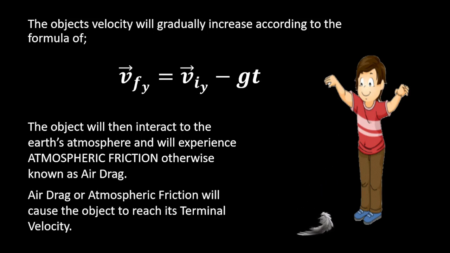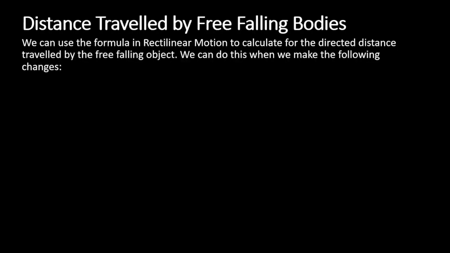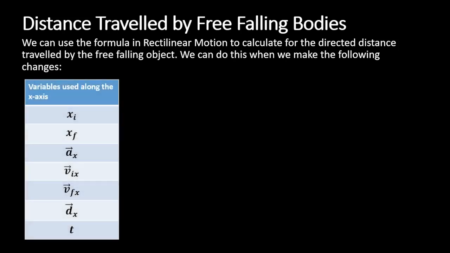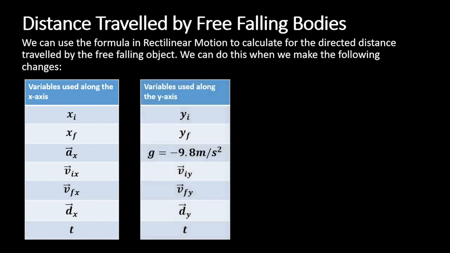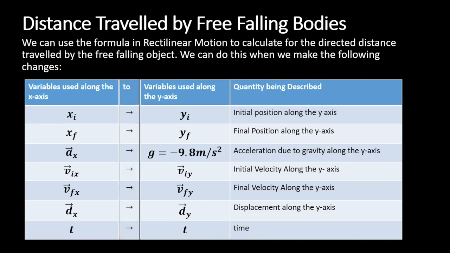Distance traveled by free-falling bodies. We can use the formula in rectilinear motion to calculate for the directed distance traveled by free-falling object. We can do this when we make the following changes. The table below shows the variables used along the x-axis and y-axis and its quantity being described. All the variables along the x-axis will be changed into y.